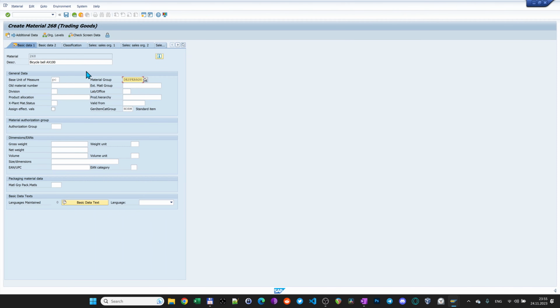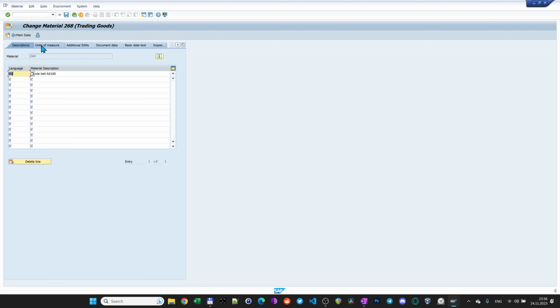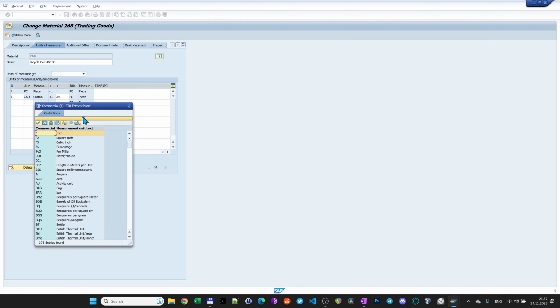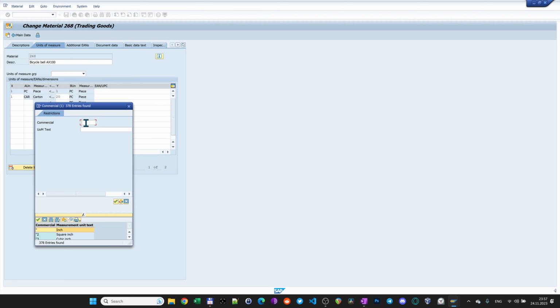After going to additional data of material master, we can maintain alternative units of measure. These are all units of measure other than the base one. We want to define that a carton of bells contains 20 pieces and the pallet contains 1000 bells. We must simply add the alternative units and the conversion factor.